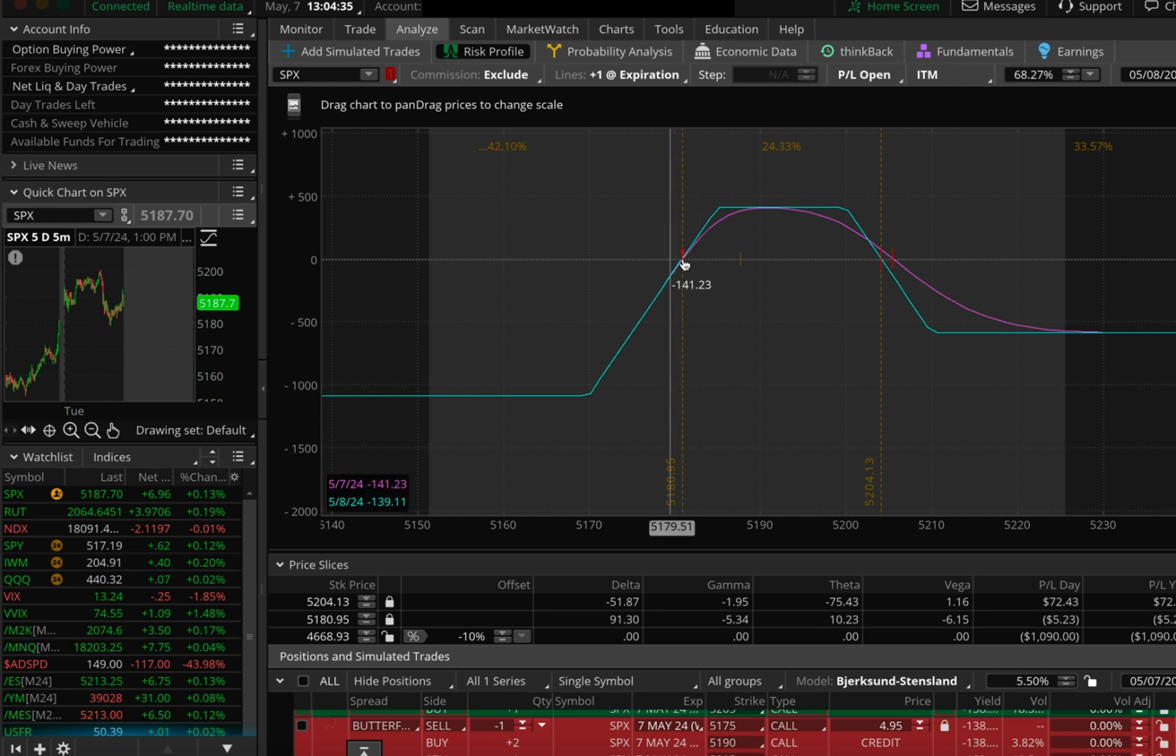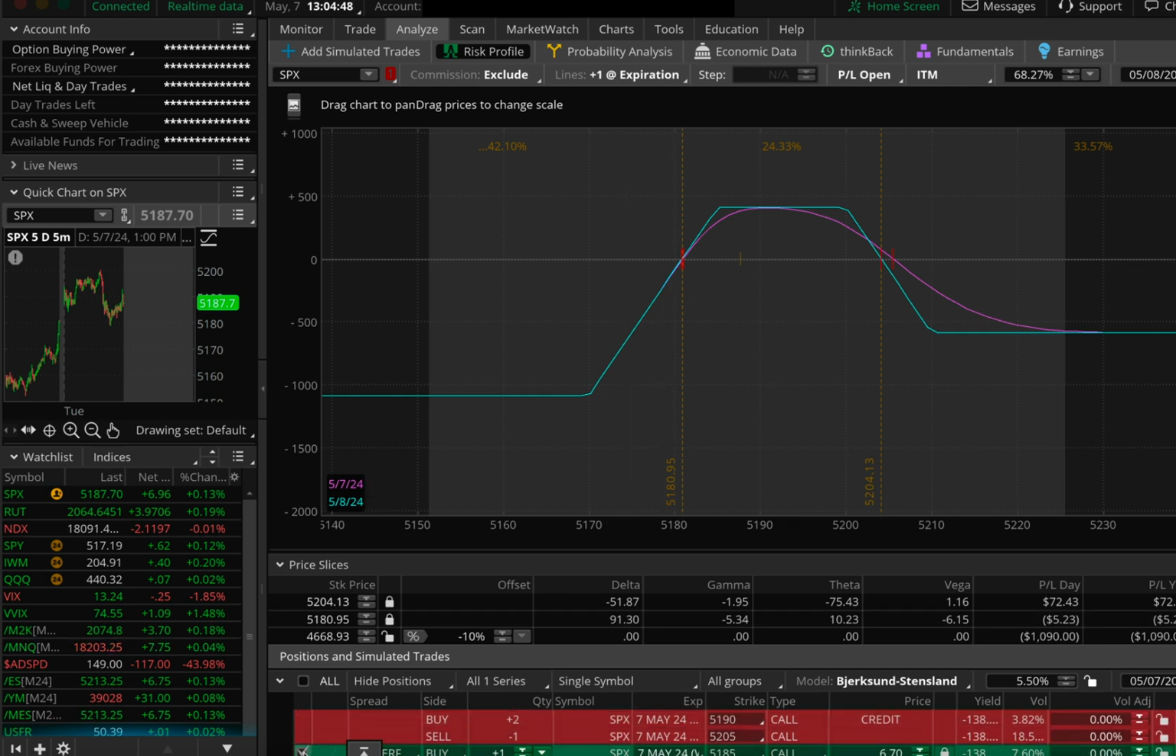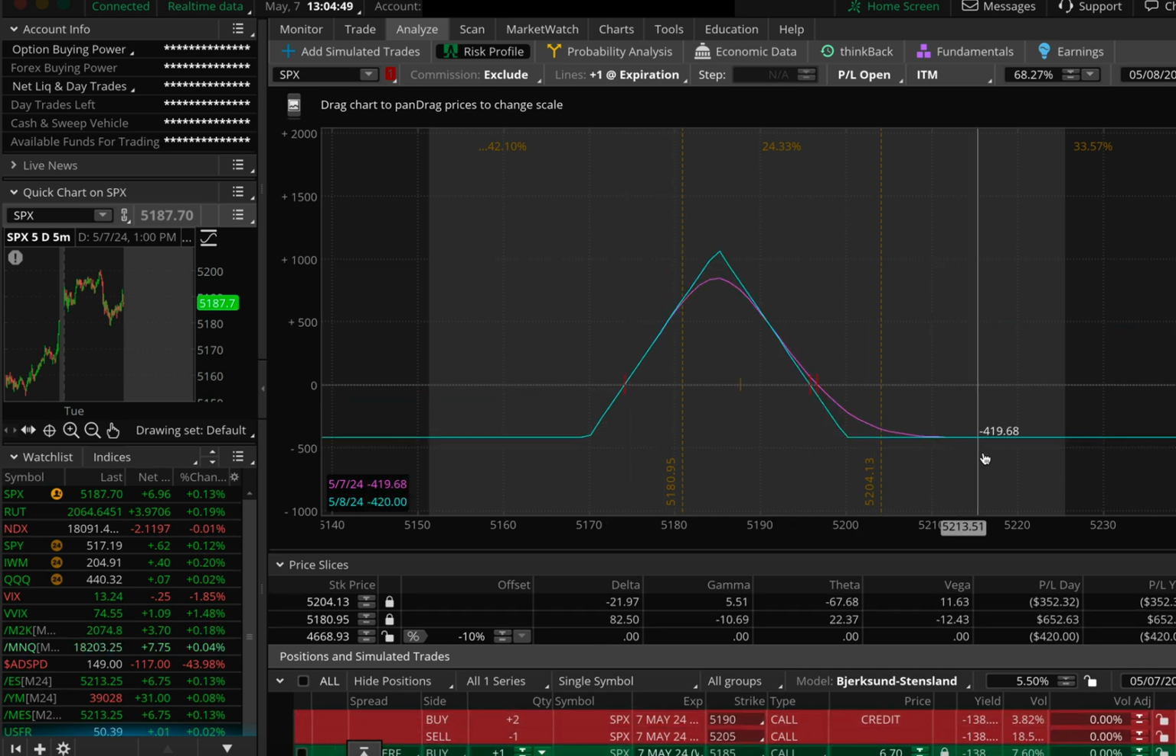So this was the width of the adjusted 15-point butterfly. After the adjustment was made, you can see we have this much room to be profitable. So let's just take this one off now and look at the first one. You can see we just kind of shifted the whole thing up.